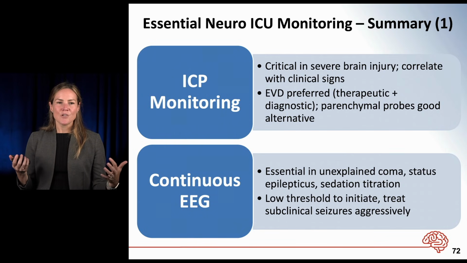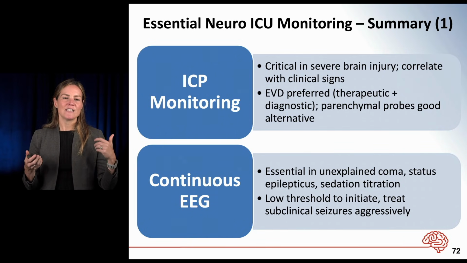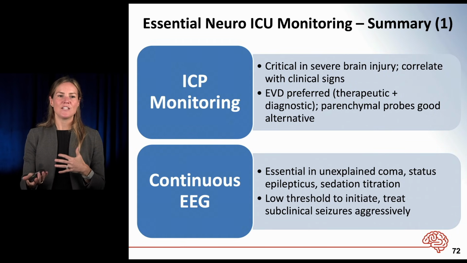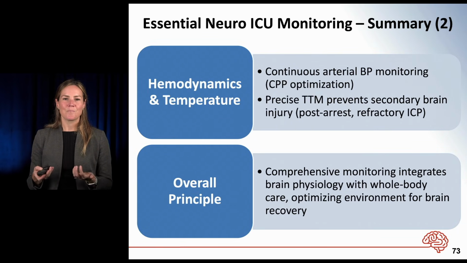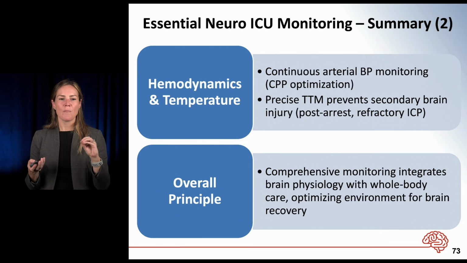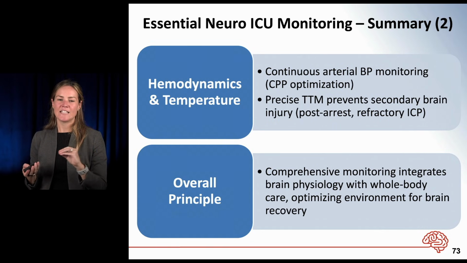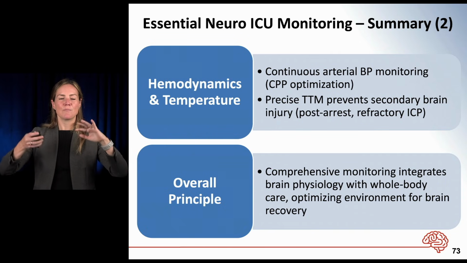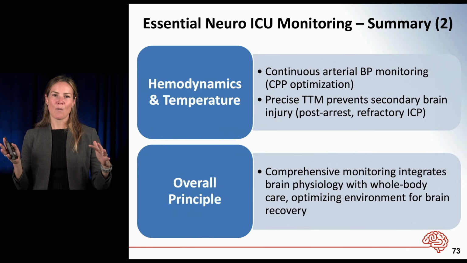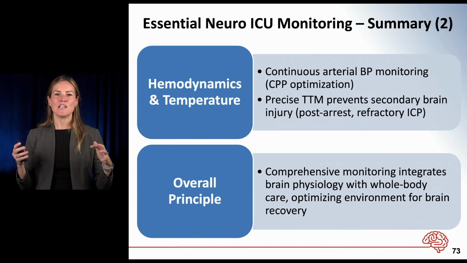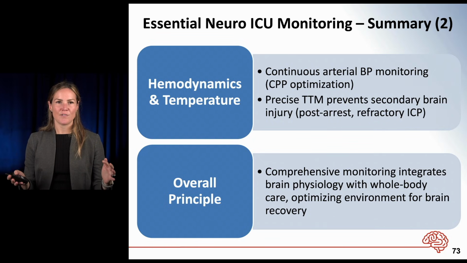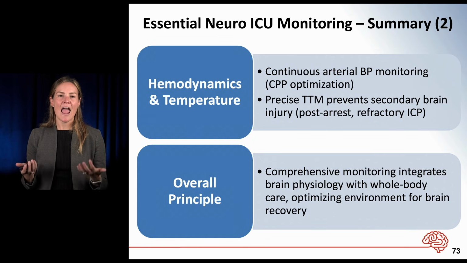So essentials in neuro ICU, the monitoring is important because it helps you to inform the ICP care that you're giving to patients. And so when we're doing all of these different types of monitoring, the overall principle is that comprehensive monitoring integrates brain physiology with whole body care. It is not just about what's going on in the brain. It's about making sure that you are making a healing environment for the brain by optimizing every part of the patient's care.